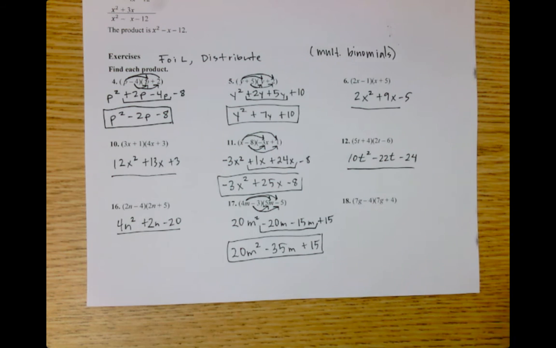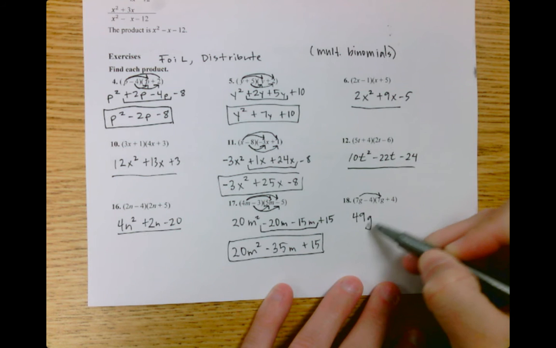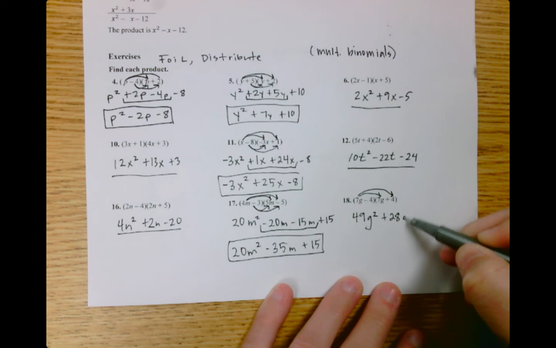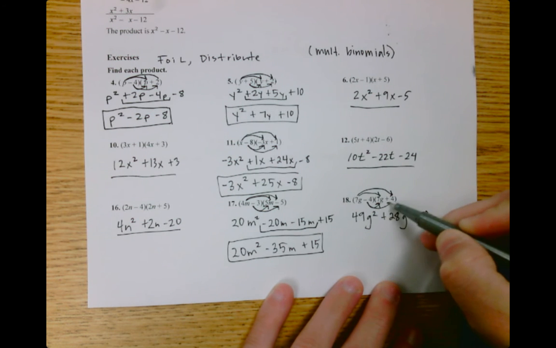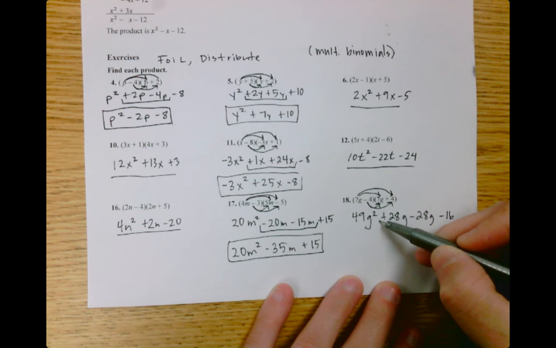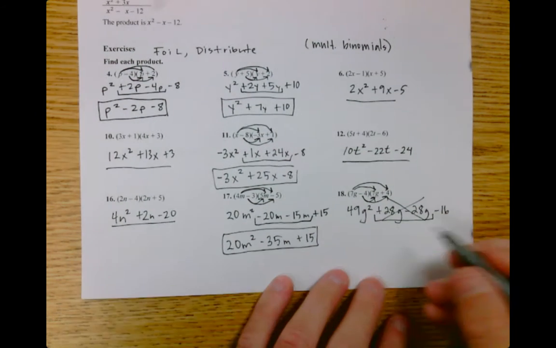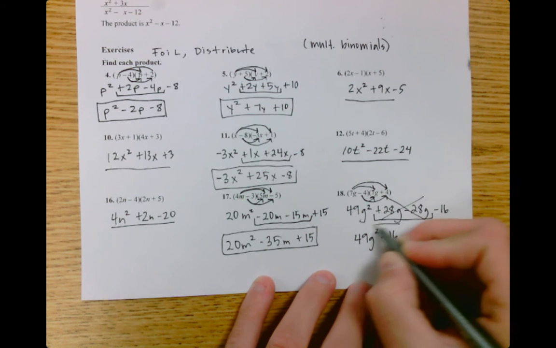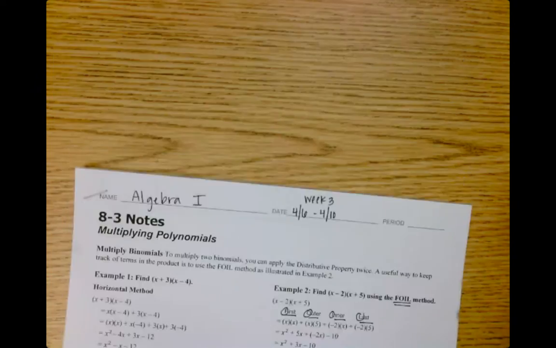Okay. And then 18, 7g times 7g will give me 49g squared. 7g times 4 gives me 28g. Negative 4 times 7g gives me negative 28g. And then negative 4 times positive 4 will give me negative 16. Now notice your middle terms, positive 28, negative 28, they actually cancel. So don't make anything up there. So we have 49g squared minus 16. Okay. So those are just binomials. FOIL, distribute, however you want to think about it.